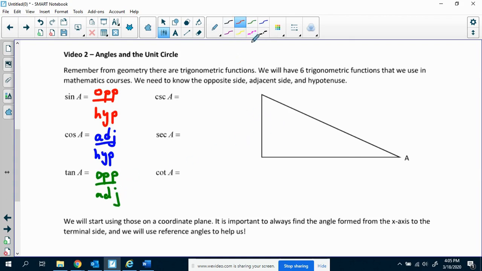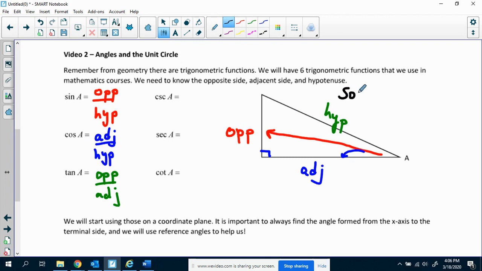So just a reminder, the opposite side is the side that is furthest away from the angle. The adjacent side is the side that's right next to the angle that isn't the hypotenuse. And the hypotenuse is the hypotenuse of the right triangle. So opposite over hypotenuse, adjacent over hypotenuse, and opposite over adjacent. You may have seen SOHCAHTOA a lot last year.